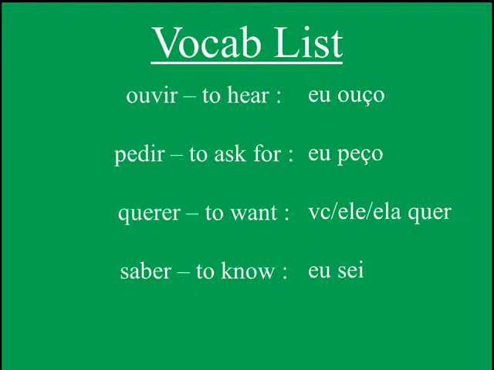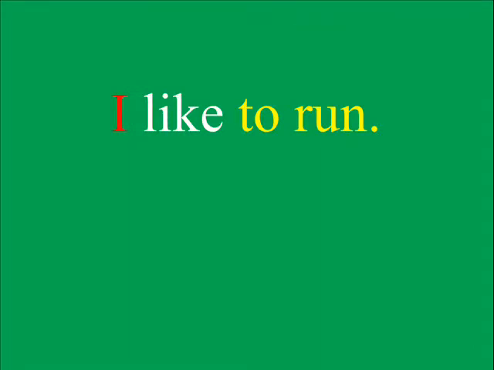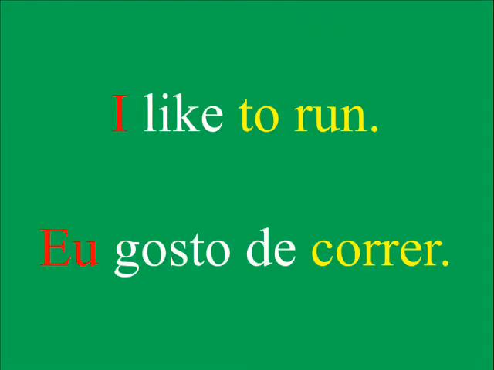And the last one on the list is gostar, which is to like. And this is conjugated regularly. However, every time that you use this, you have to put the word de after it, which is pronounced jee. So for instance, if you want to say, I like to run, you must say, eu gosto de correr.